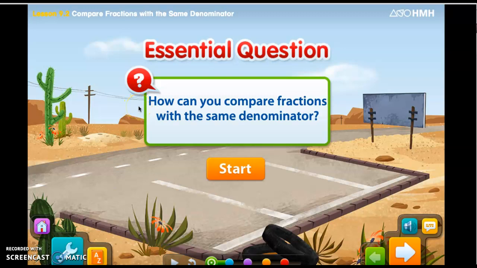Hey guys, we're going to get into our math lesson. It's lesson 9.2. We are comparing fractions with the same denominator.